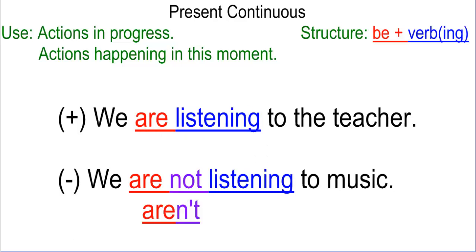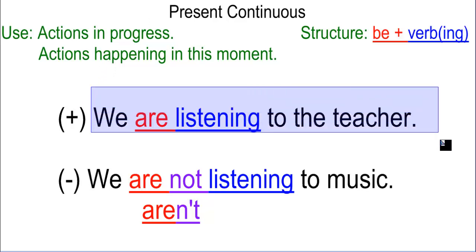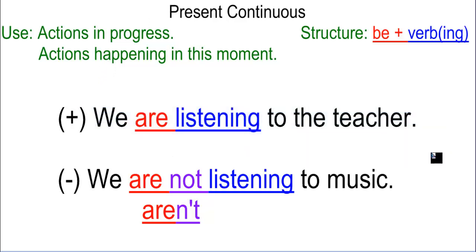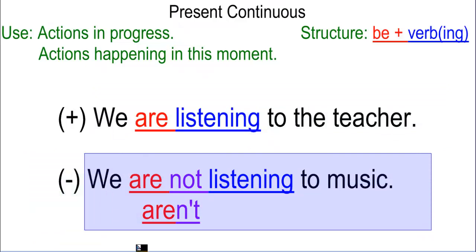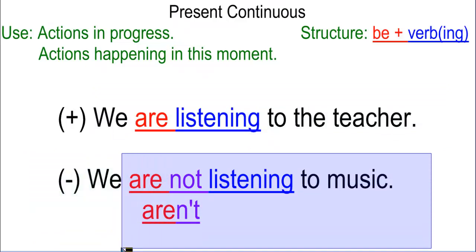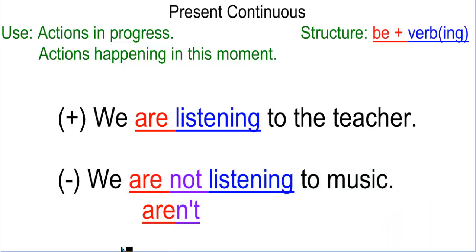The second part, you can have different types of statements. You can have affirmative sentences and you can have negative sentences. The affirmative is the one that we have already seen. We are listening to the teacher. This is a statement that is affirmative. But I can also make them negative. To make a sentence negative in the present continuous, you just put the not with the verb to be. So we are not listening to music. And if you want, you can use the contractions. Is not, isn't, are not, aren't.